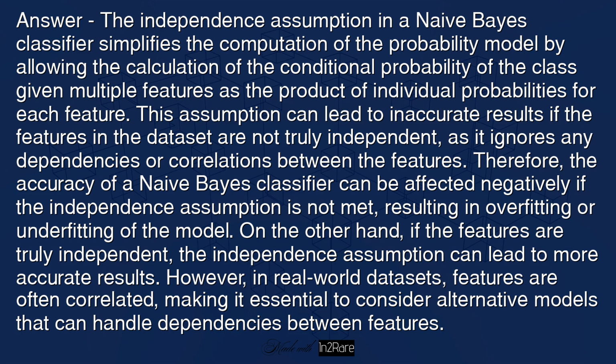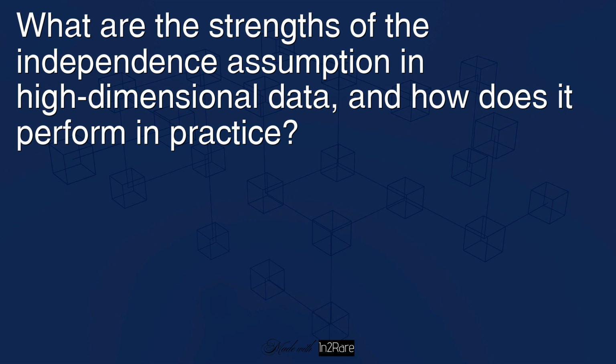Therefore, the accuracy of a naive Bayes classifier can be affected negatively if the independence assumption is not met, resulting in overfitting or underfitting of the model. On the other hand, if the features are truly independent, the independence assumption can lead to more accurate results. However, in real-world datasets, features are often correlated, making it essential to consider alternative models that can handle dependencies between features.